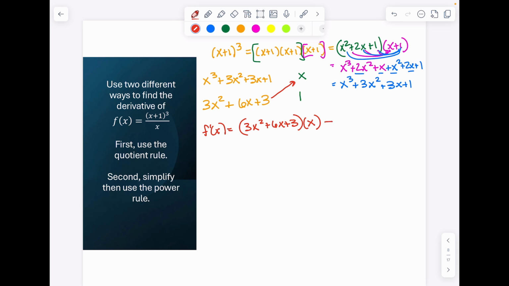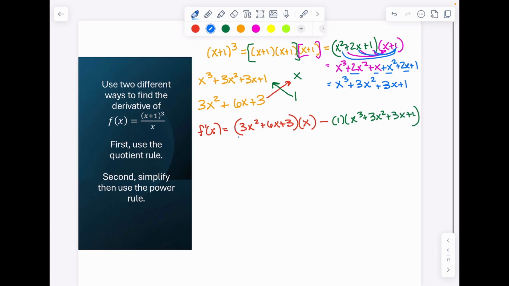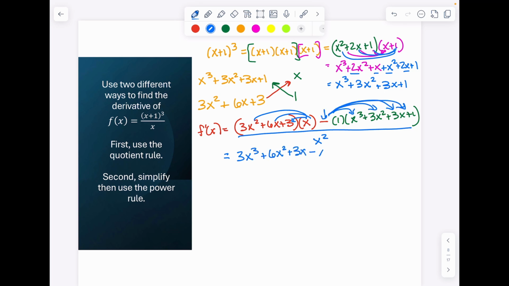Next thing I'm going to do is put a little minus sign. And then I'm going to go on to the next part, which is to take the derivative of the denominator and multiply it by my original numerator. So I just have 1 times that numerator, x cubed plus 3x squared plus 3x plus 1. Now the whole thing is going to be over my original denominator, which was x squared. Now all that's left to do is simplify this. So let's multiply this x through each of these terms. So we have minus x cubed minus 3x squared minus 3x minus 1, and that's all over x squared.